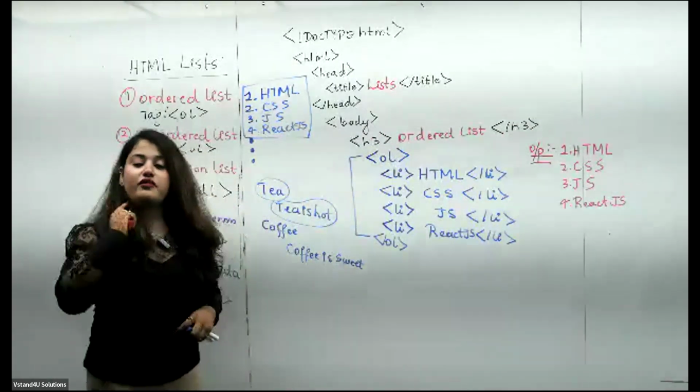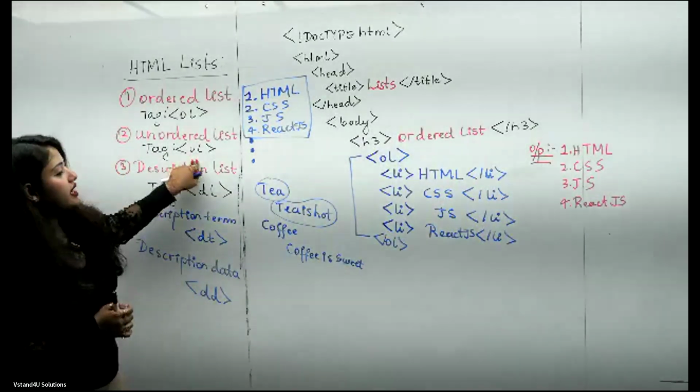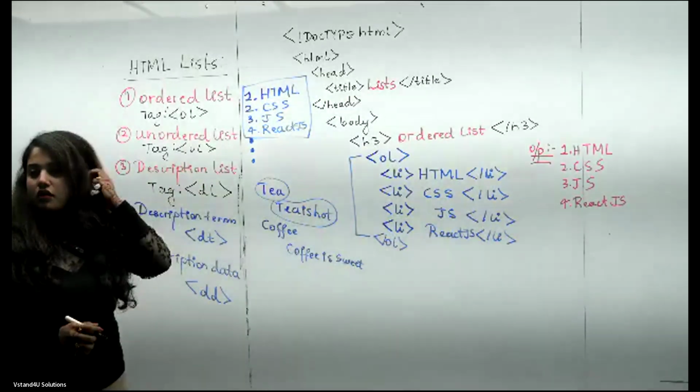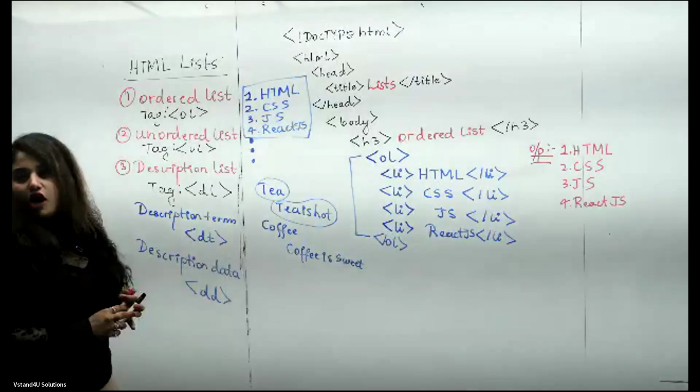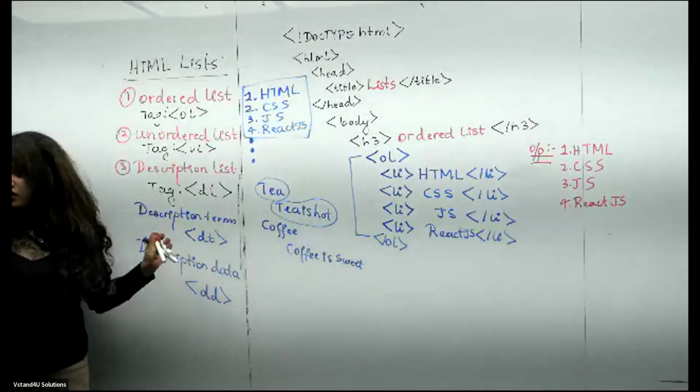The second type of list is my unordered list. So what is the tag name used? What is the tag name used? The tag name used is your UL tag. Yes or no? Shall I clear this one?